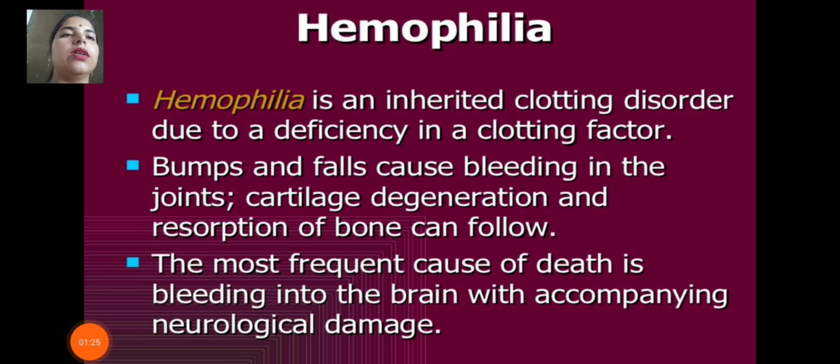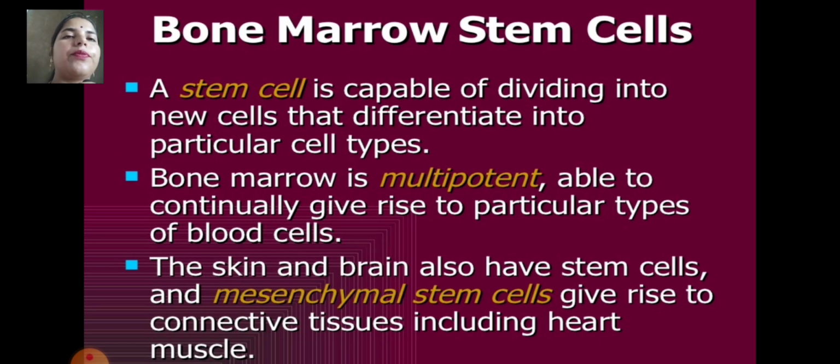Next is hemophilia. Hemophilia is an inherited clotting disorder. Due to a deficiency in a clotting factor, bumps and falls cause bleeding in the joints. Cartilage degeneration and resorption of the bone can follow. The most frequent cause of death is bleeding into the brain with accompanying neurological damage.